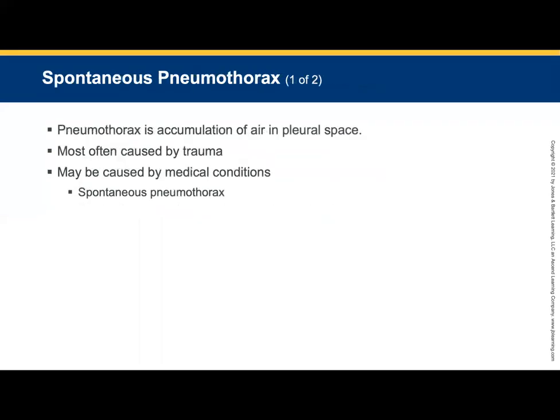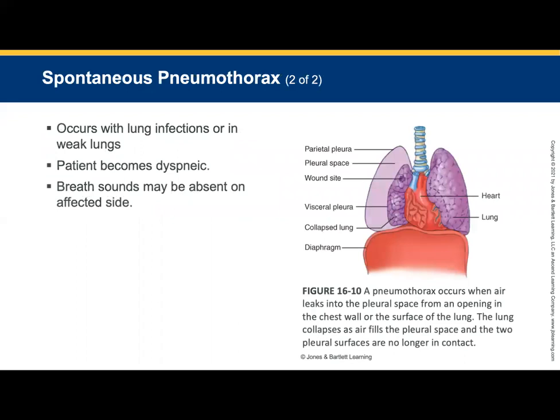All right, so spontaneous pneumothorax is a partial or total accumulation of air in the pleural space. I'm going to show you a picture in a second, which will make it a whole lot better. It is most often caused by a traumatic event, but may also be caused by medical conditions such as spontaneous pneumothorax. So here's our picture.